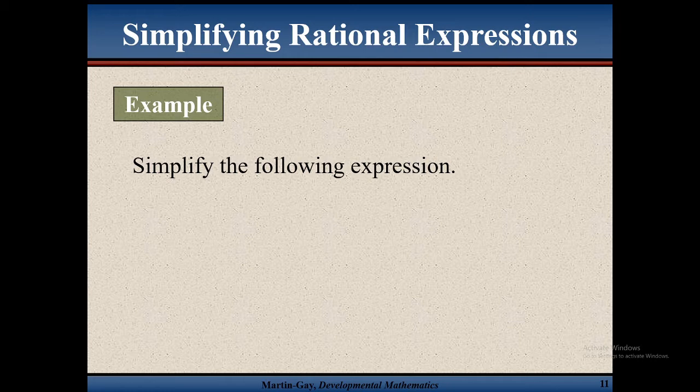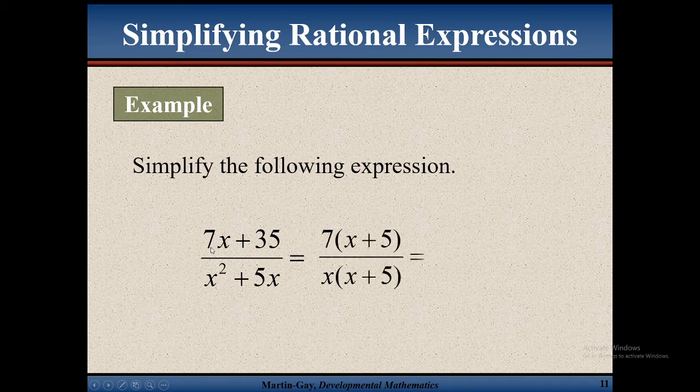Let's have an example: simplify the expression 7x plus 35 over x squared plus 5x. You can pause this video and try it in your notebook. We have a common factor in the numerator of 7, so 7 multiplied by x plus 5. In the denominator, the common factor is x. Therefore, you can cancel x plus 5 and x plus 5, making the expression 7 over x.